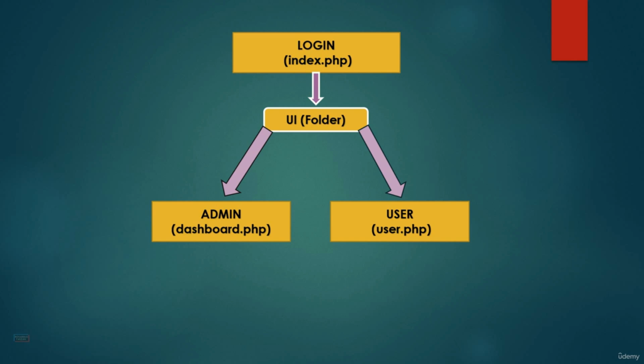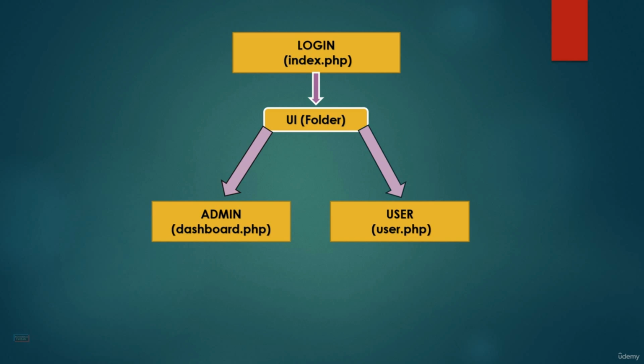Okay, so let's start. First of all, we will change the theme of our Visual Studio Code, and then we will create a UI folder, and inside that folder we will create these two files, and we will use the starter.html file code in our dashboard.php and user.php files.